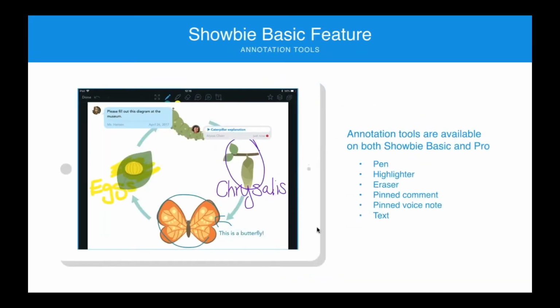So the annotation tool, which is available in basic, is amazing. So it's got the pen, it's got the text feature, it's got the highlighter feature, the voice notes feature, the text box feature, all based around in this free app.